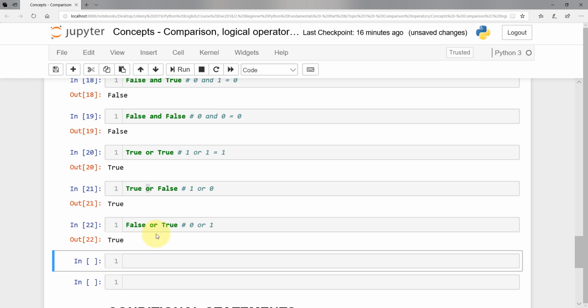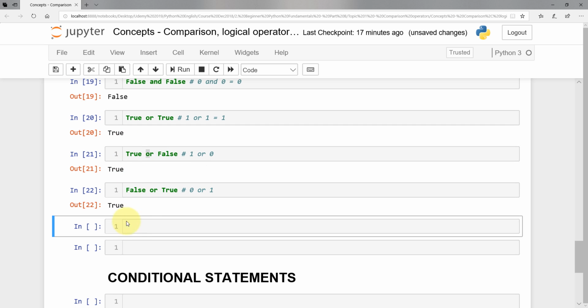If I run that, that will generate true as well. So please bear in mind that when it comes to the OR operation, if any of the inputs is true, again here one of them was true, one of them was true, one of them was true, the output is going to be true all along the way. The only case the OR is going to generate false is if both inputs are false.